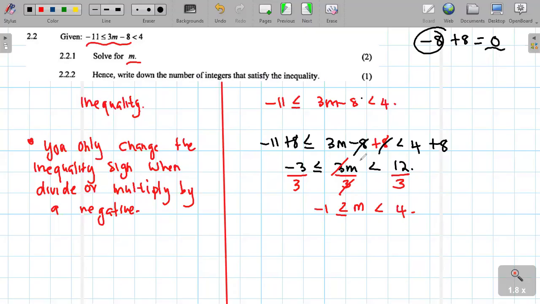The inequality sign didn't change because I was dividing by a positive. If I was dividing by negative 3, the signs were going to change.